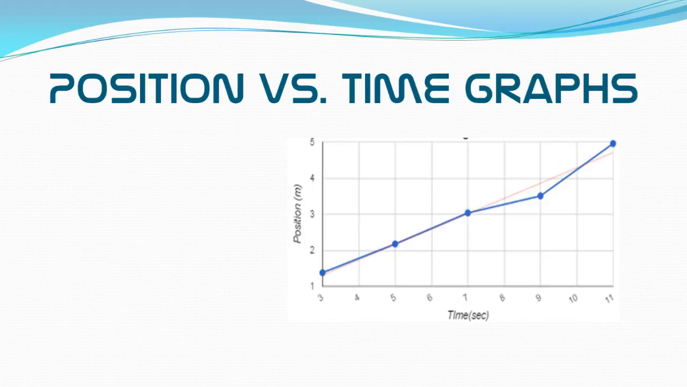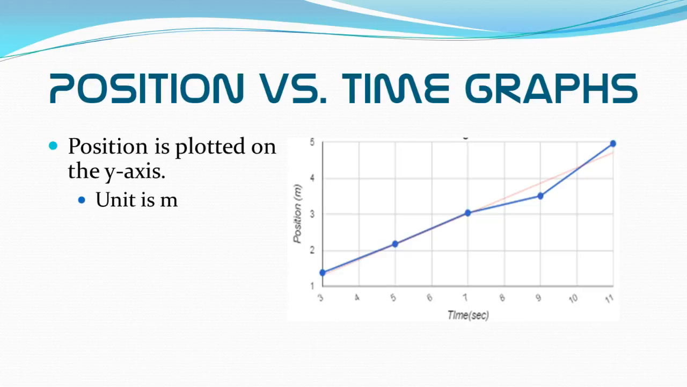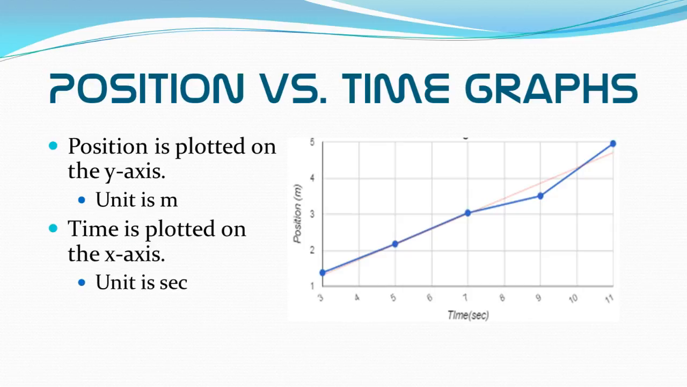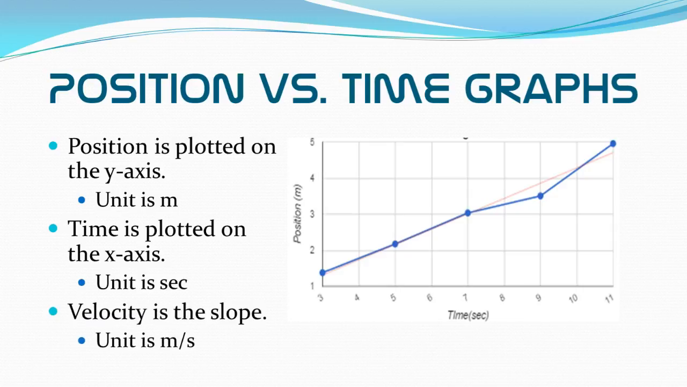We can represent velocity on a position versus time graph. A position versus time graph is a graph where position is plotted on the y-axis. The unit is meters. Time is plotted on the x-axis. The unit is seconds. Velocity is the slope. So in this case, my dependent variable is position, my independent variable is time. That's a position versus time graph.